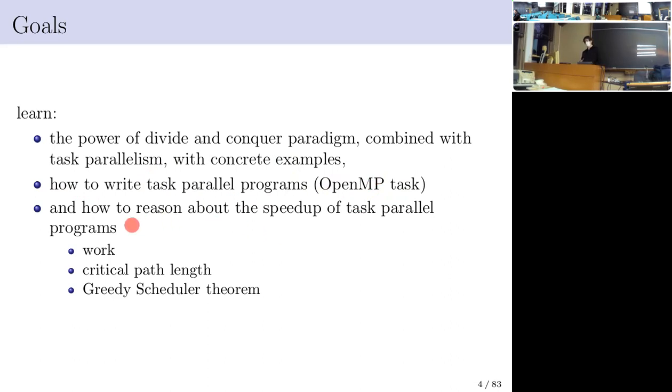And somewhat more fundamentally and importantly, how to reason about the speed up of task parallel programs. It's not as straightforward as reasoning about the speed up of very simple flat loop parallelism. So for example, just a single for loop or just a single kernel launch.